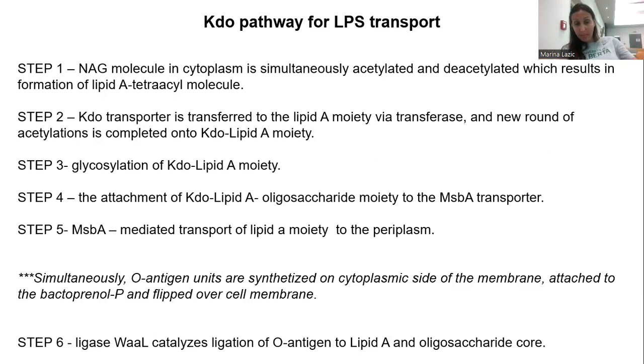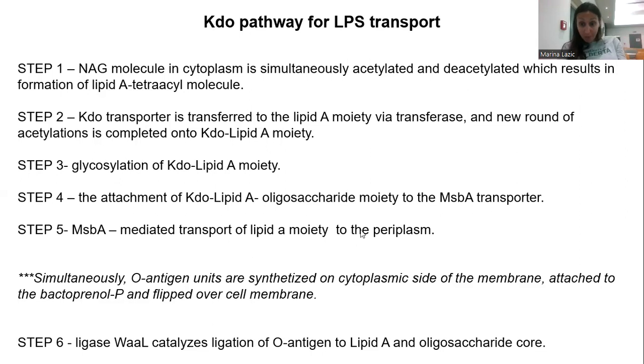Now there is KDO transporter that is transferred to the lipid A moiety, and there is an enzyme that does that. It's called transferase. And now a new round of acetylation is done. So you have lipid A tetraacyl, then addition of KDO. Now you have KDO lipid A tetraacyl, and then you have another set of acetylations, and then glycosylation, and all happens on this KDO lipid A moiety.